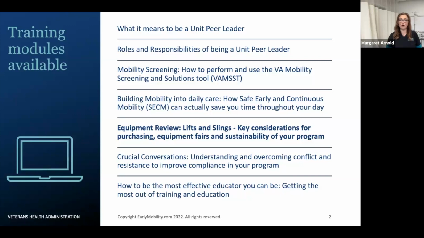This module is on equipment review, lifts and slings, key considerations for purchasing, equipment fares, and sustainability of your program.